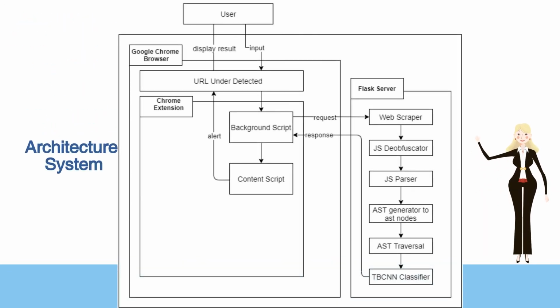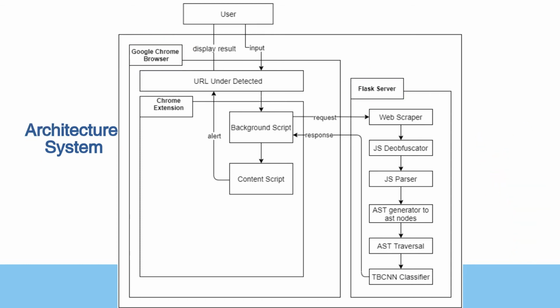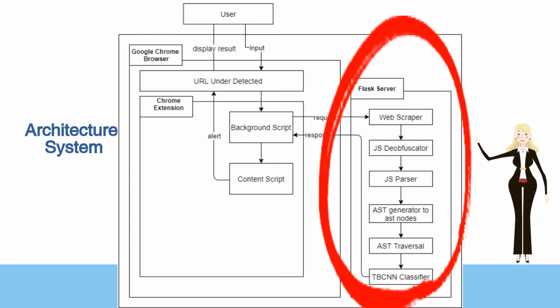The second is the browser extension architecture design. The classification model generated from the TBCNN algorithm is deployed on the extension in Google Chrome and on a Flask server. The extension serves to capture the URL accessed by the user on the Google Chrome browser. On the Flask server, the URL will be captured.